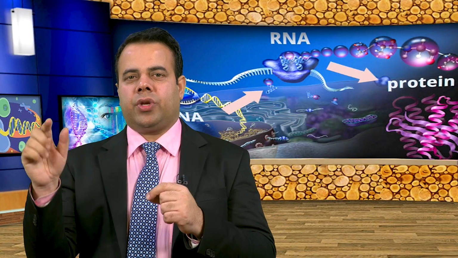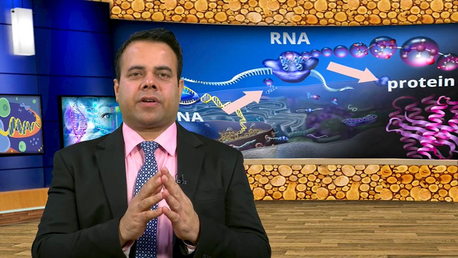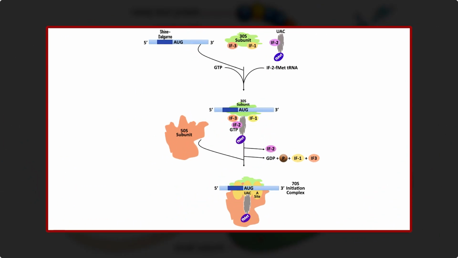The initiator tRNA charged with N-formylmethionine and in a complex with initiation factor 2 and GTP now binds. Initiation factor 3 is released. The complex of mRNA, formylmethionine tRNA, initiation factor 1, initiation factor 2, and the 30S ribosomal subunit is called the 30S initiation complex. The large 50S ribosomal subunit now binds with the release of initiation factor 1, initiation factor 2, and hydrolysis of GTP to form a 70S initiation complex.